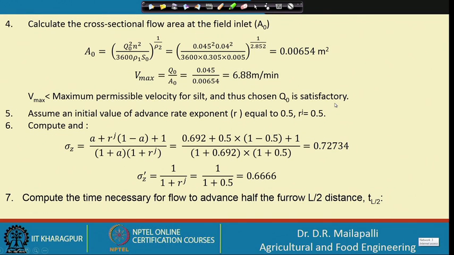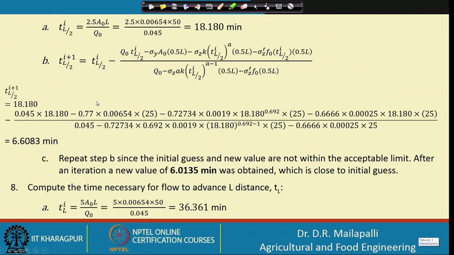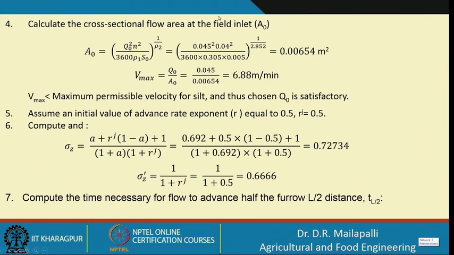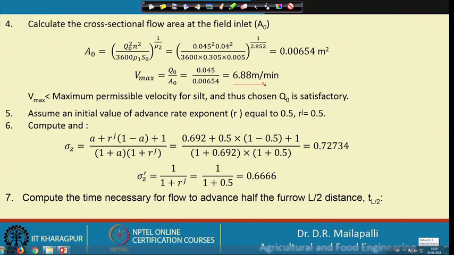Now, selecting the Q naught value, find out A naught. Then find out what V max is. Let us check whether V max is less than the maximum permissible velocity or not. In this case it is less, so still we are good, it seems.